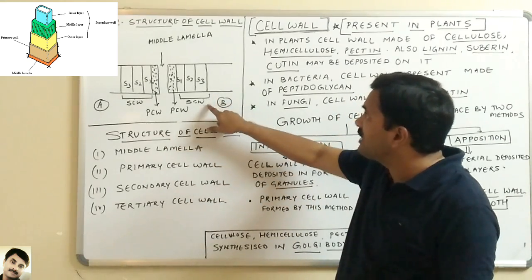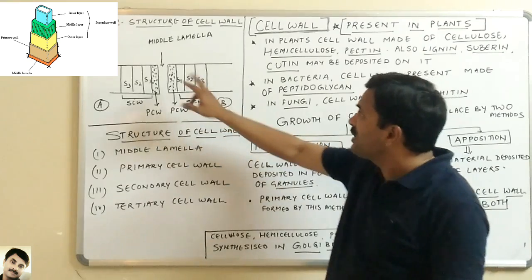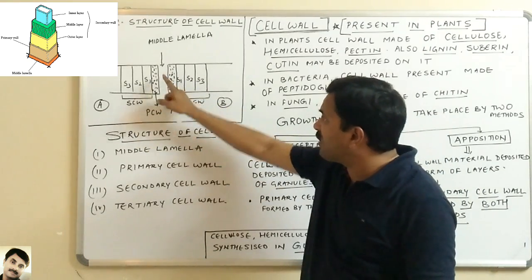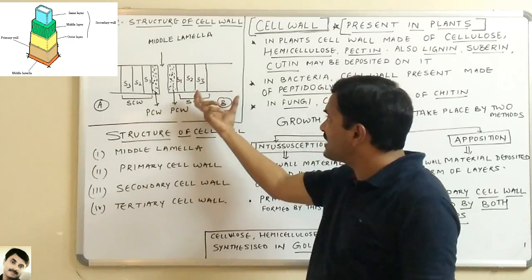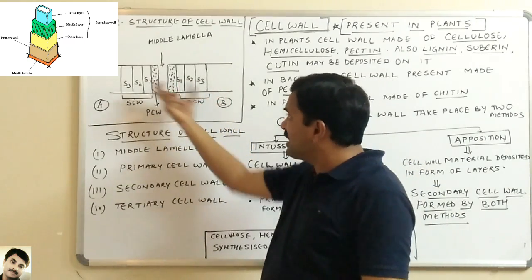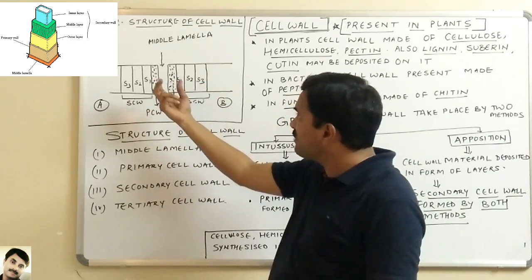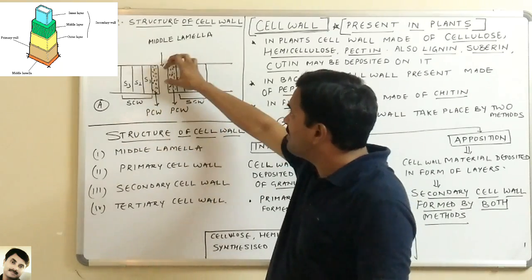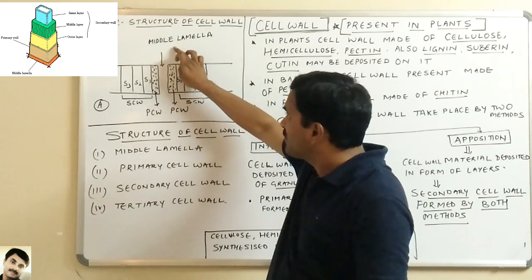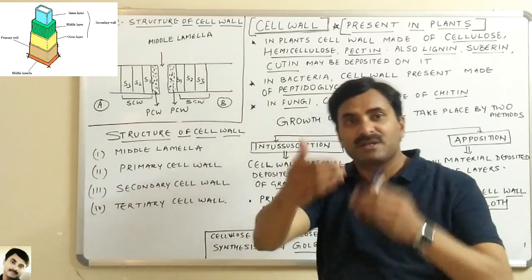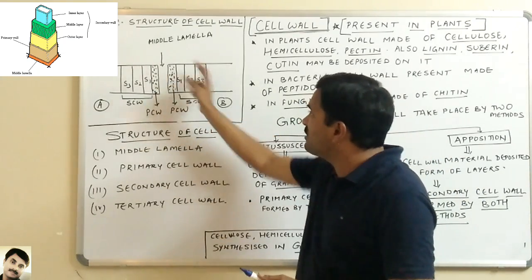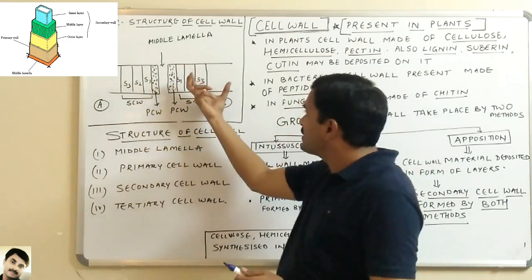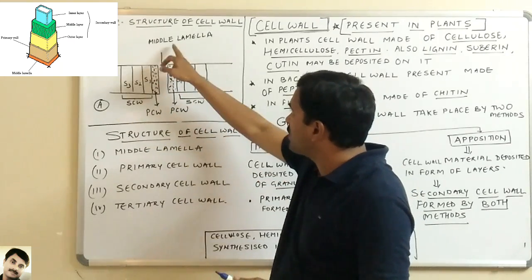I have drawn a diagram here. You can see in the diagram that at the center of two cells, suppose this is cell A and this is cell B, these two cells are joined together with a cementing layer, and this cementing layer is known as the middle lamella. First see the position, and then we will discuss it in detail. This is the middle lamella, which is present in between the two cells. This is cell A, this is cell B. In between the two cells, what is present?